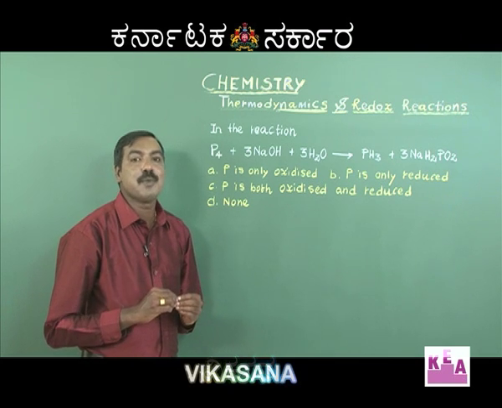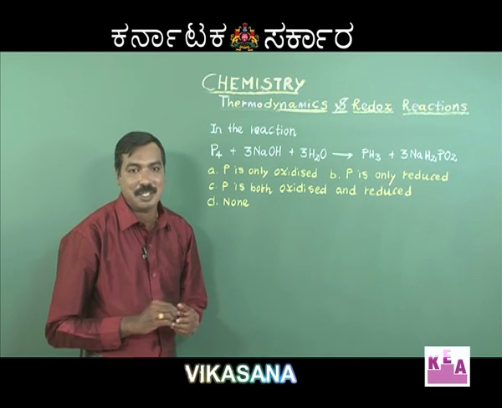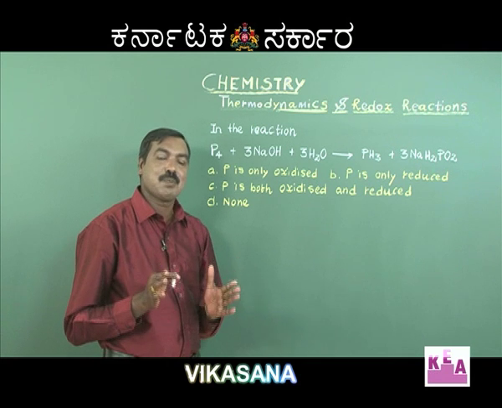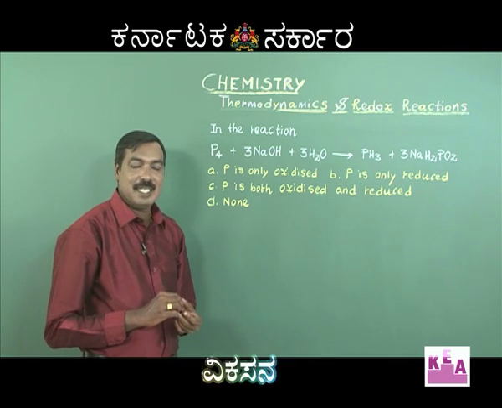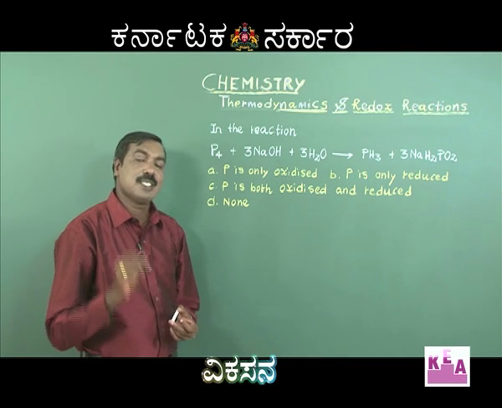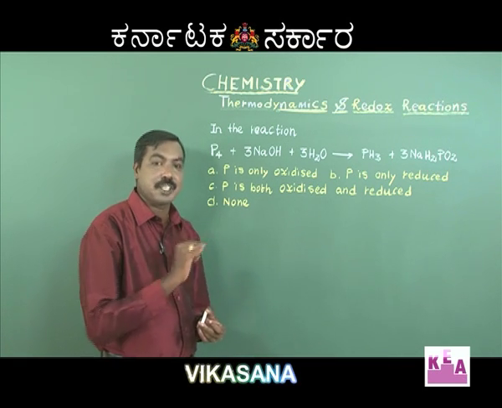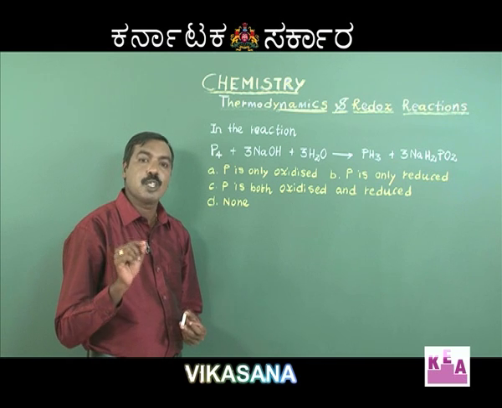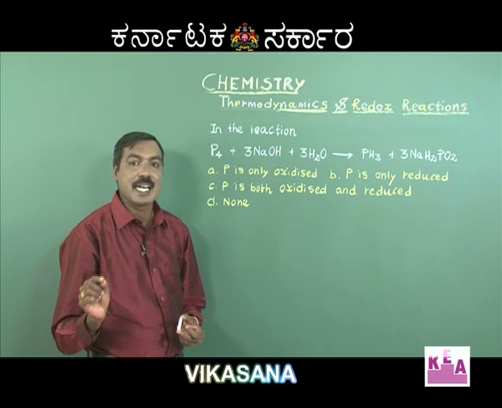This is an example of a disproportionation reaction. What do you mean by a disproportionation reaction? A disproportionation reaction is one in which the same element in the reaction shows both oxidation as well as reduction.